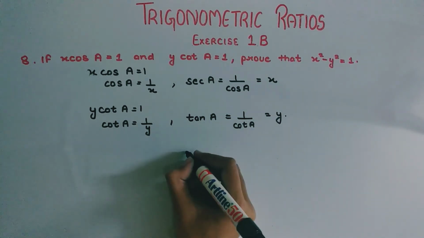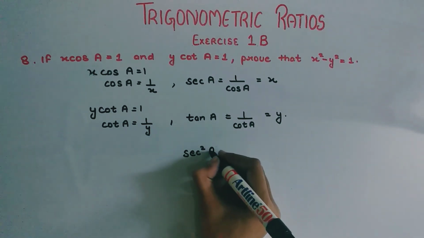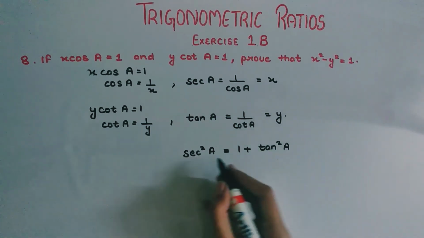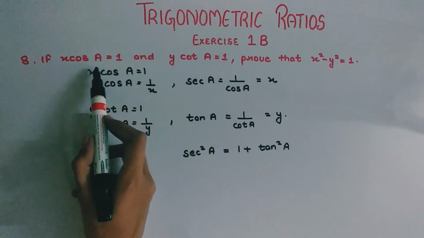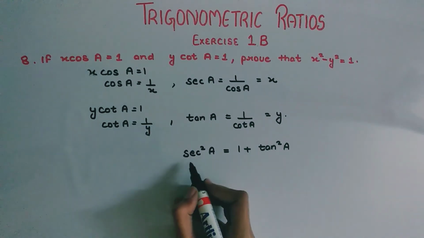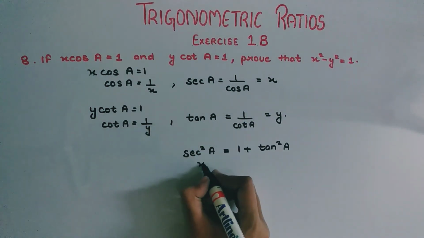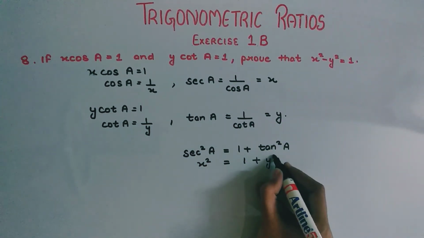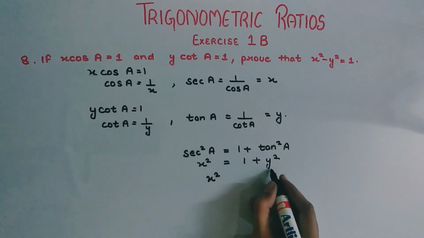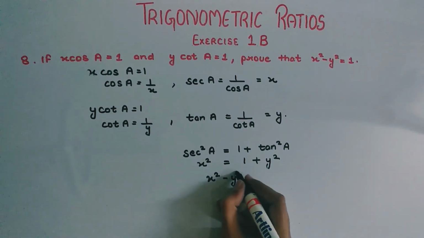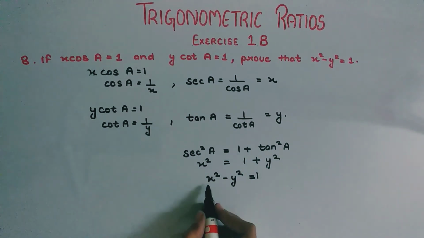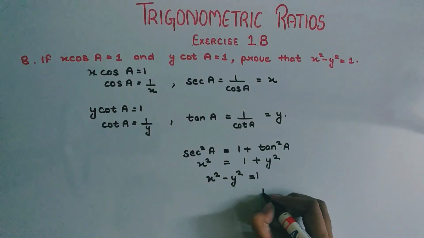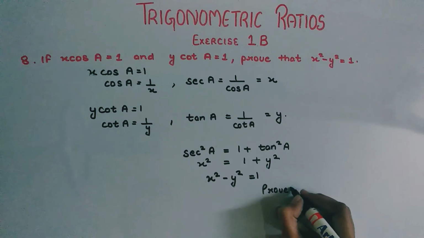We have the trigonometric relation, that is secant square a is equal to 1 plus tan square a. We are writing a because here we have acute angle as a, so we have this relation. Value of secant is x, that means x square is equal to 1 plus value of tan, which is y square. Hence, y square is positive, so we take it to the second side, that is x square minus y square is equal to 1. Now we have x square minus y square is equal to 1, that is what we needed to prove, hence it is proved.